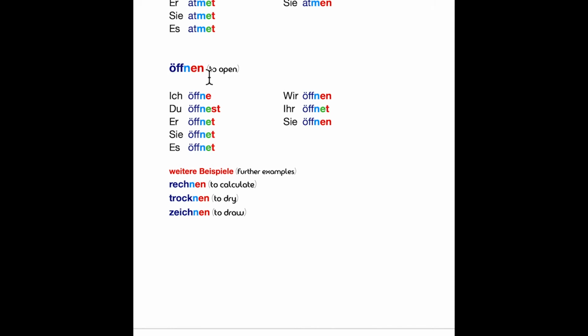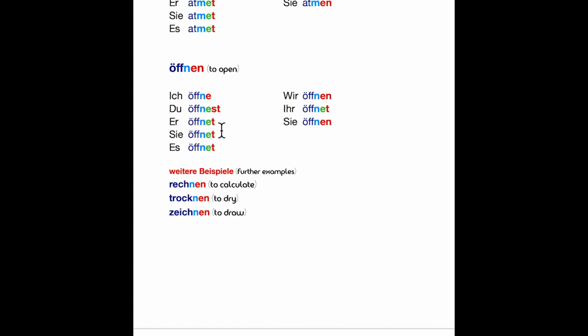Now, if your verb ends in an N, same thing. In this case, öffnen, which means to open. In the first person singular, no difference. You just take your word stem as you had it before and you add your E. Ich öffne. Now, you need the helper E for the second person singular. Du öffnest. Our word stem öffnen, helper E, and we just add the ST.